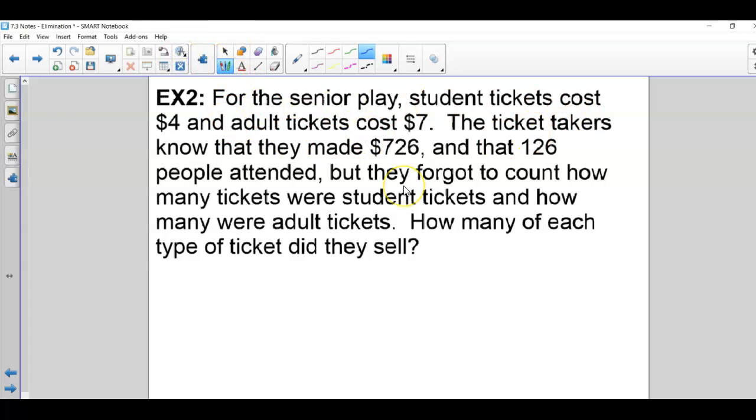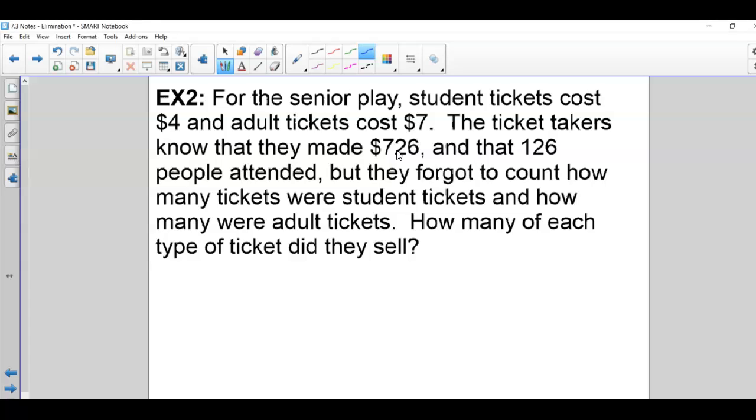For the senior play, student tickets cost $4, adult tickets cost $7. The ticket takers know that they made $726 and that 126 people attended. But they forgot to count how many tickets were student tickets and how many were adult tickets. How many of each type of ticket did they sell?